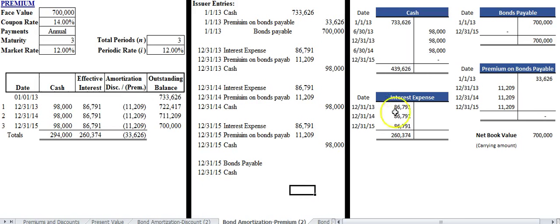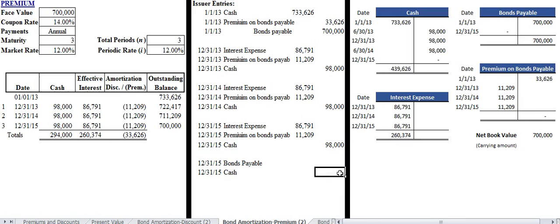Okay. So as you can see, now we have a net book value of $700,000 outstanding, which is exactly what we wanted because that's what we're going to pay the investors back at the end, right? The premium on the bond has been fully amortized. We have a balance of zero. And we've recognized all our interest expense because we've gone down to the point of maturity. So now it's a matter of returning the principal.